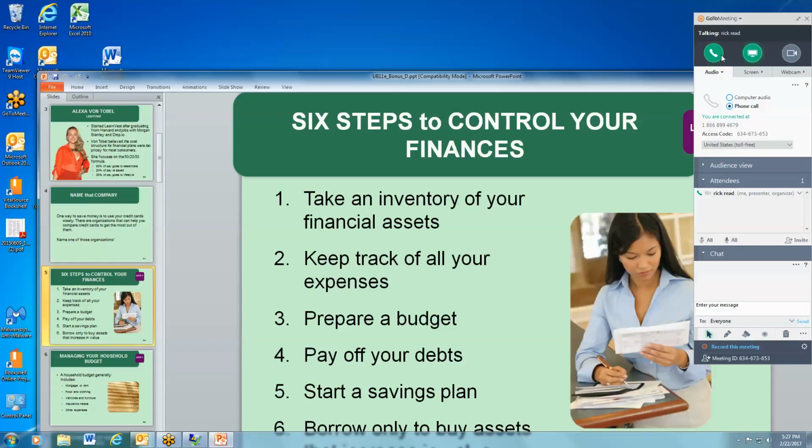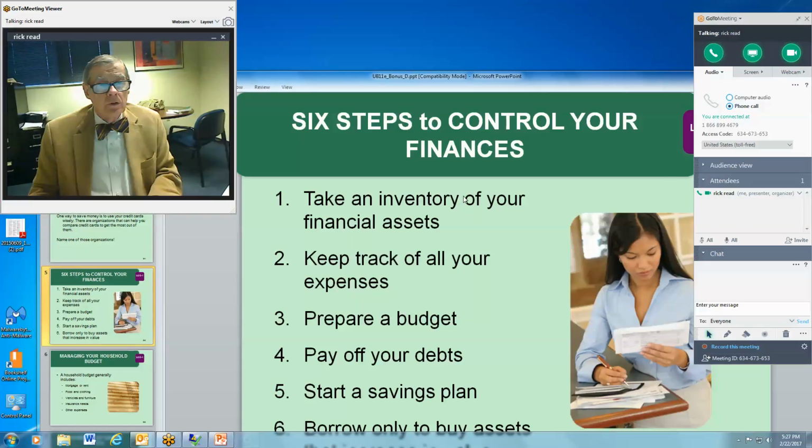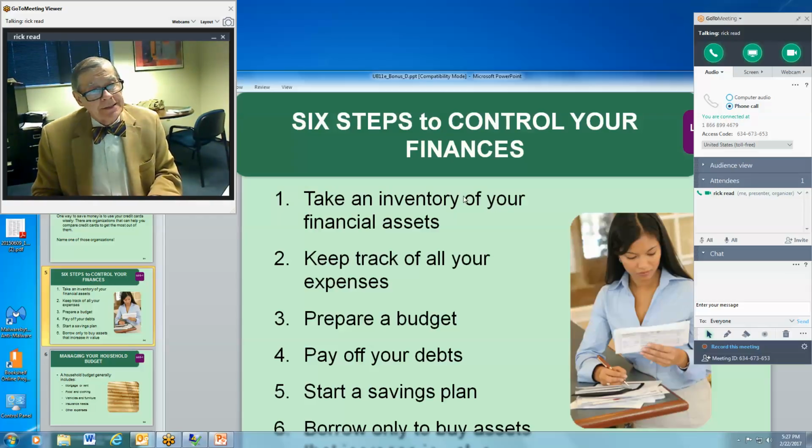All right, let's begin here. 6 steps to control your finances. And I'm not going to go over all of these because they're really self-explanatory. You find them beginning on page D3 in your text. You have to know what you have, what your assets are. You have to keep track of what you spend.